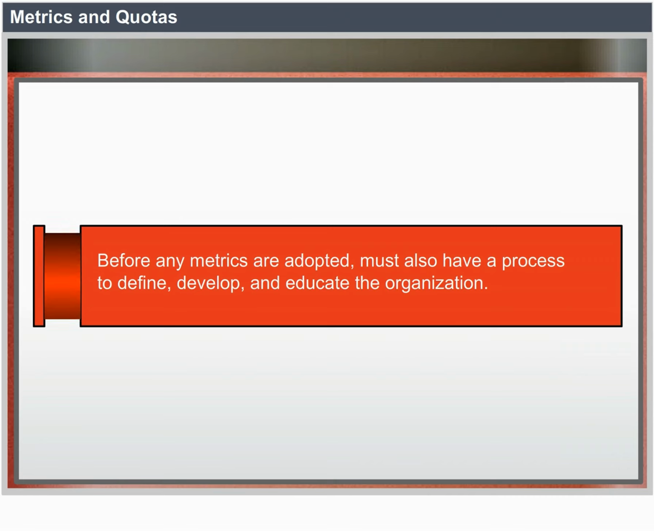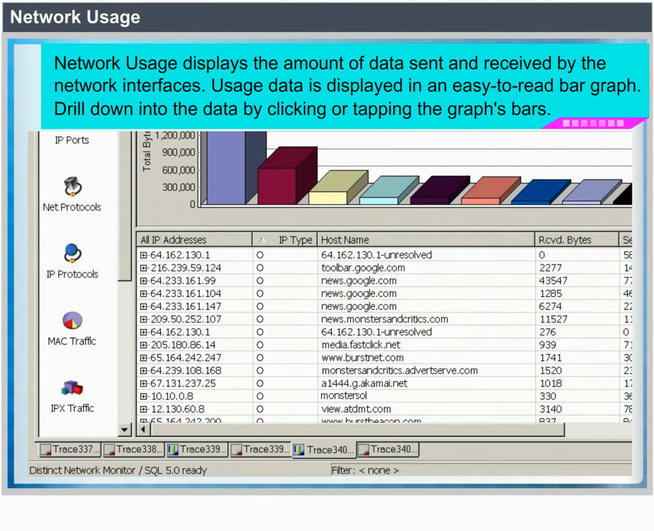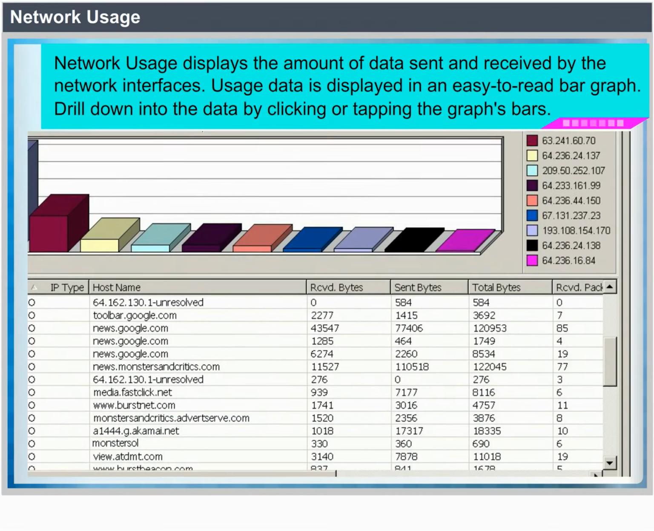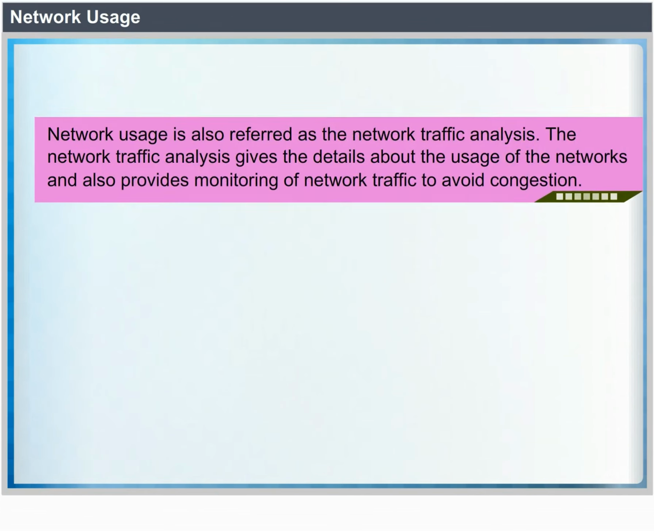Network usage. Network usage displays the amount of data sent and received by the network interfaces. Usage data is displayed in an easy-to-read bar graph. Drill down into the data by clicking or tapping the graph's bars. Network usage is also referred to as network traffic analysis.